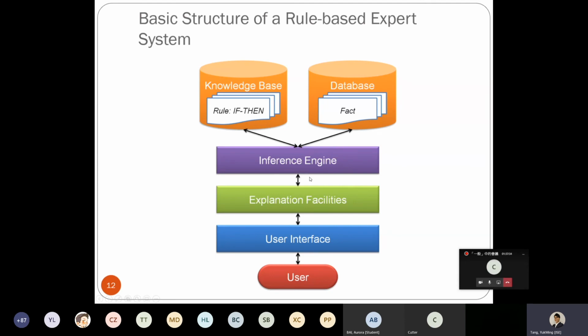Okay, and then we have the explanation facility as the middleware to communicate between the inference engine and the user. The user, the human being, can input questions by using the user interface. Based on the explanation facility as middleware, finally we have the inference engine, which is used to solve the human being's question based on the knowledge-based database and the fact database.